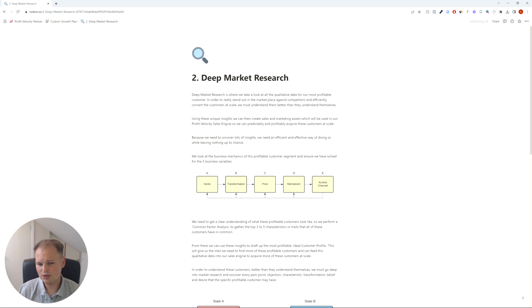So using these unique insights, we can then create sales and marketing assets which will be used in our Profit Velocity sales engine so we can predictably and profitably acquire these customers at scale. Because we need to uncover lots of insights, we need an efficient and effective way of doing so while leaving nothing up to chance. So we look at the business mechanics of this profitable customer segment and ensure we have solved for the 5 business variables: niche, transformation, price, mechanism, and access channel.